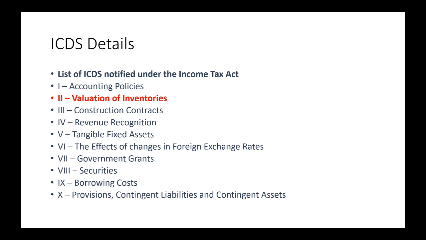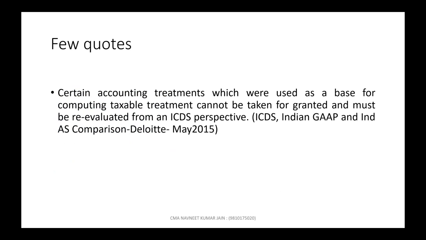Now, there are different ICDS. One is on accounting policies. We are restricting ourselves to valuation of inventory. And the third one is construction contracts, where the organizations are into real estate, construction, building of complexes, etc. They have to follow this. Remember, for valuation of inventories, they have to follow this. And number 8 is with regard to securities. If the organization is dealing in securities, it has to follow that accounting standard. I'm not touching upon the other cost accounting standards.